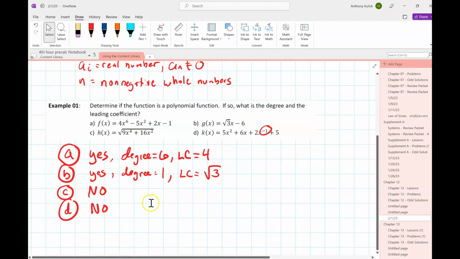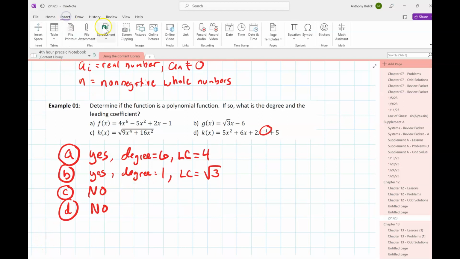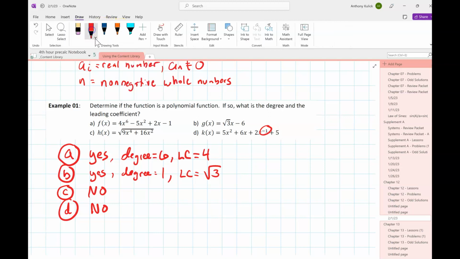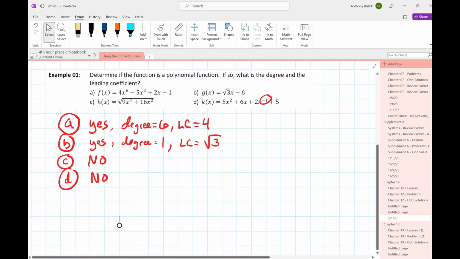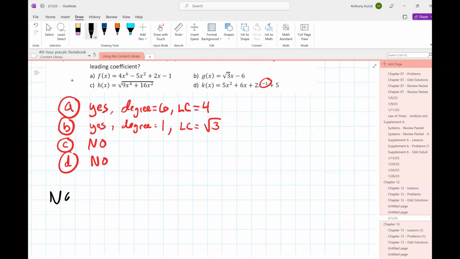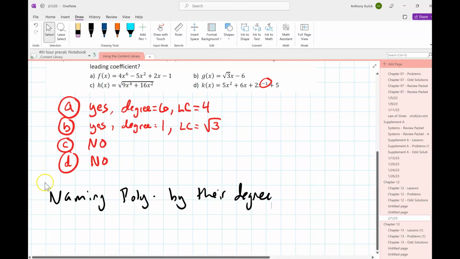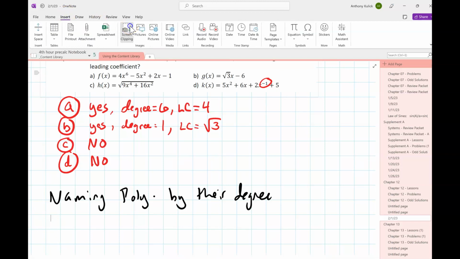We have one more idea, and then that's going to be 12-1. The last idea is naming polynomials by their degree. So there's 4 special kinds of polynomials that I expect you to be able to name. So let's just drop this in.